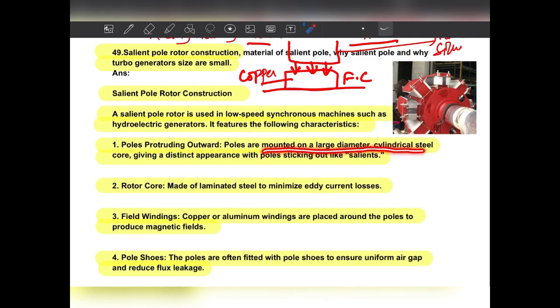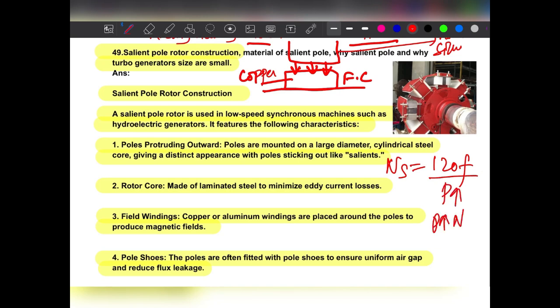Poles are mounted on a large diameter cylindrical steel core, and above this the poles are mounted on the cylindrical core. We increase the number of poles because we have to maintain our speed. If the poles are more, our speed will be slow, and we use less speed in different machinery. Like in a hydroelectric generator we require less speed, so that's why we produce this type of rotor.